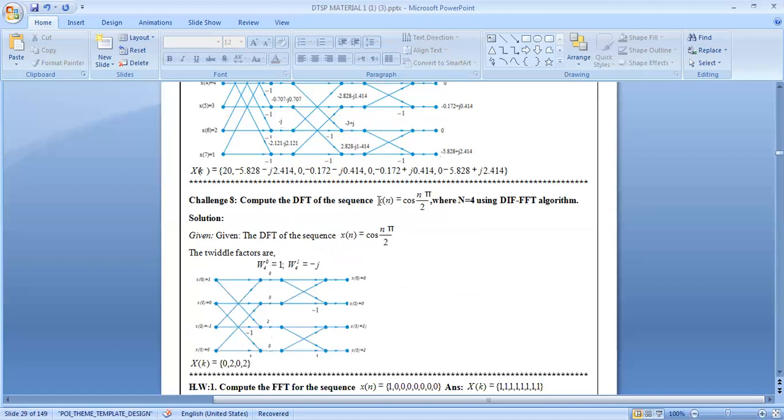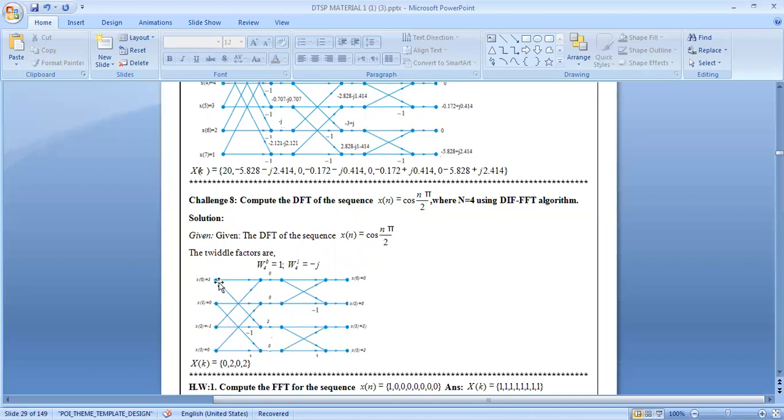See over here, let me take a 4-point sequence, cos n pi by 2. First you find the sequence by replacing n. For n equal to 0, cos 0 will be 1. The next, n equal to 1, cos pi by 2, cos 90 is 0, sin 90 is 1. So cos 90 is 0, and the answer will be 0. n equal to 2: replacing n equal to 2, cos pi value will be minus 1. Then x of 3, cos 3 pi by 2 is nothing but 0. So you have it in normal order: 1, 0, minus 1, 0.